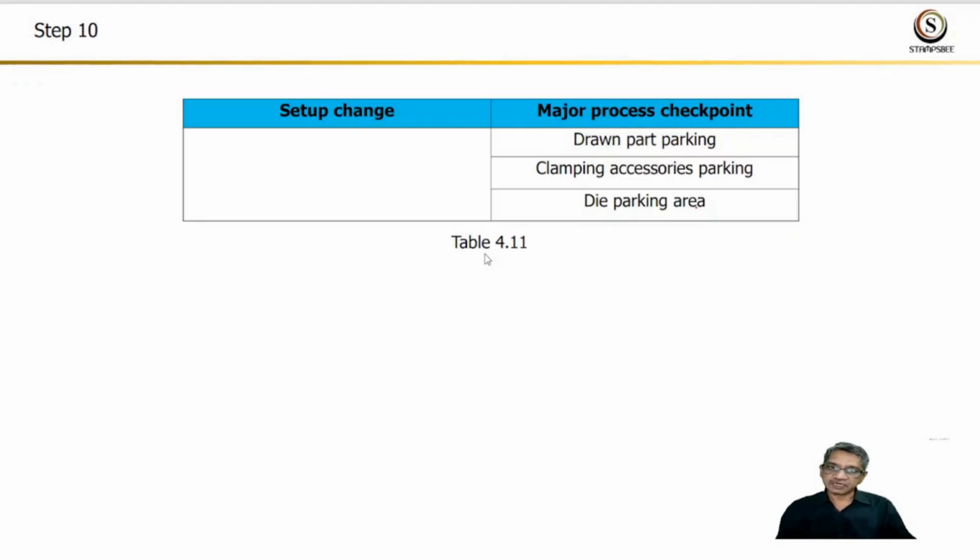Process step 10 is setup change. Table 4.11 shows the major process checkpoints such as drawn part parking. Batch produced should be processed to next operation immediately, or a suitable parking area should be available for parking drawn panels. Clamping accessories parking: a dedicated parking area should be available for parking of clamping accessories. It will eliminate the surge time in the next loading. Die parking area: a dedicated parking area should be available for parking the draw die.